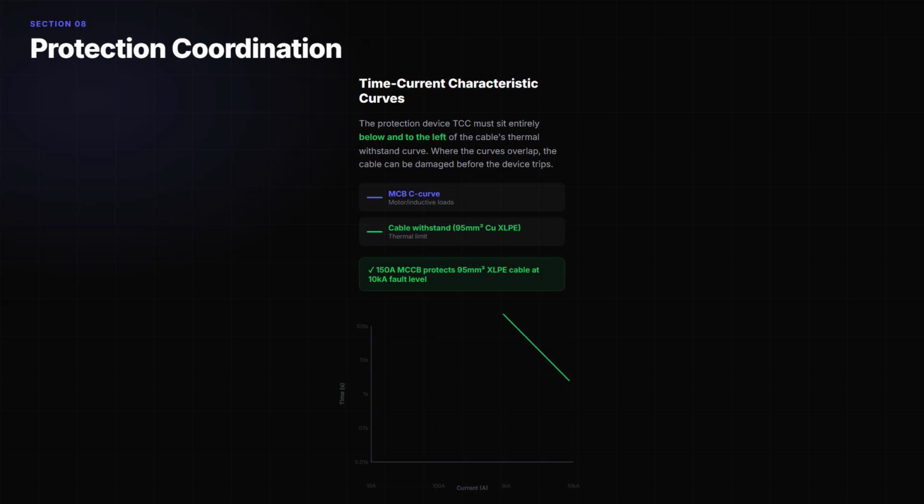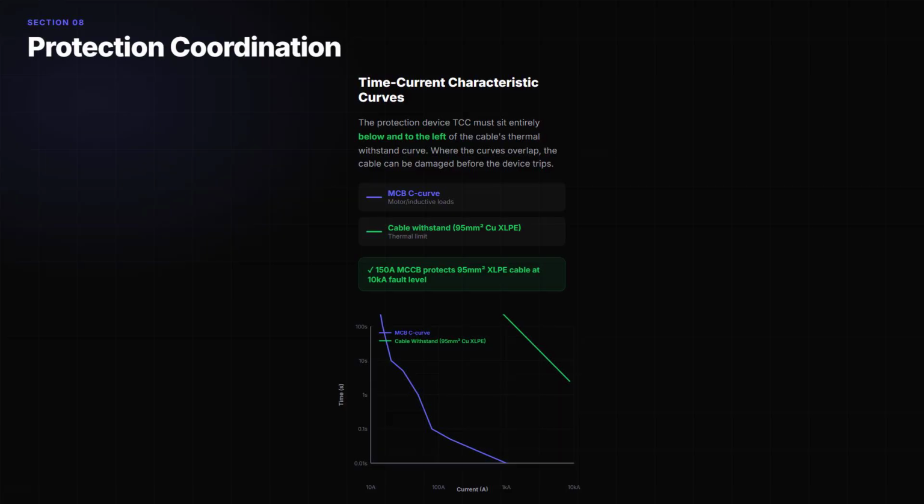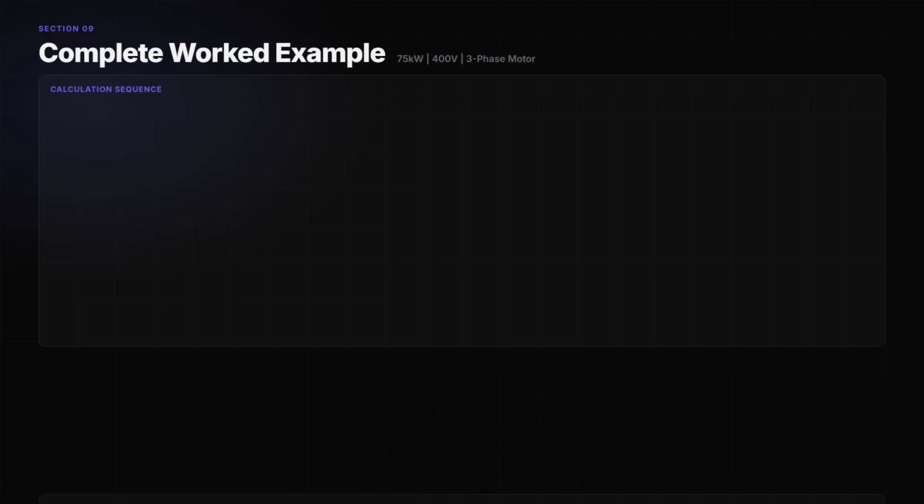For motor circuits, protection is typically layered. The thermal overload relay, set at 100 to 105% of full load current, protects against sustained overload. The molded case circuit breaker provides short circuit interruption capability. The contactor switches the motor. Now let's apply everything in one complete worked example.